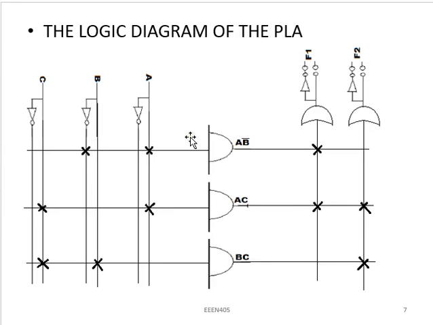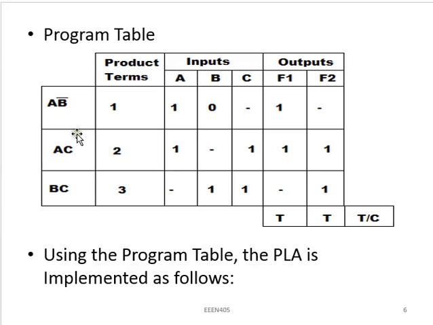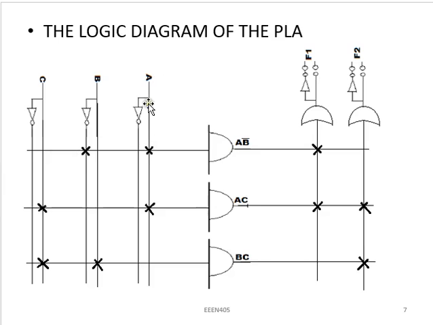Now, the first one, if you look at it, my first product term is A and B prime. So I'll come to where A is and put this mark, meaning I have a connection. Then I'll go to where my B prime is and put a connection, which means the output of this AND gate should be AB prime. For the next one, AC, I'll put here and here, which means I have AC. For the last one, B and C, I put here and here.